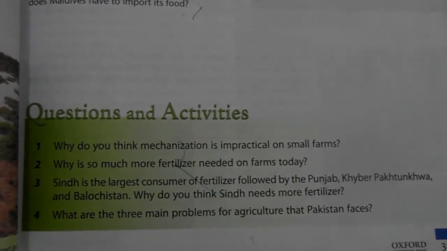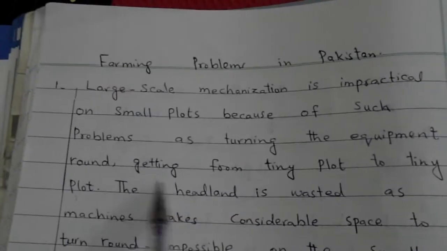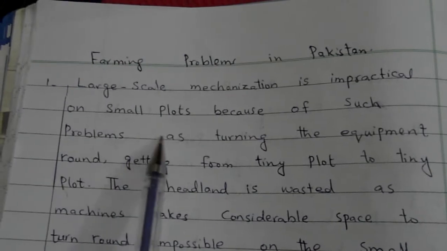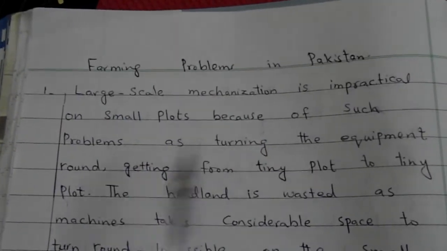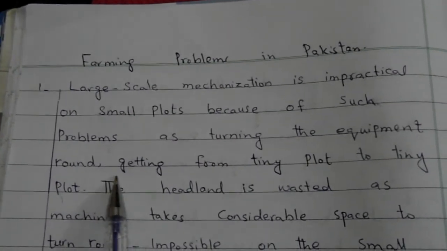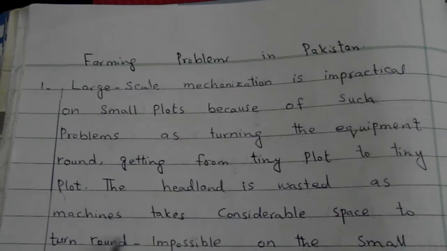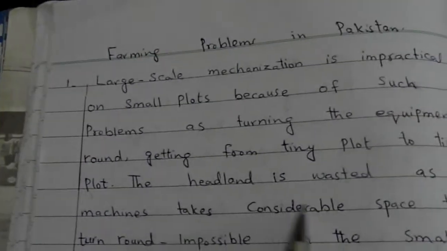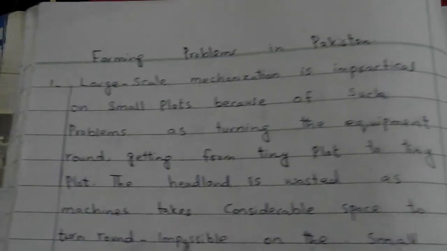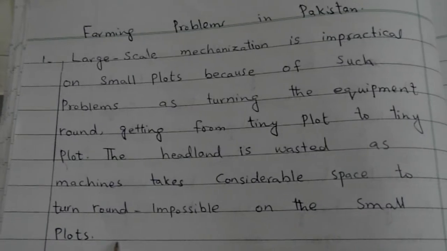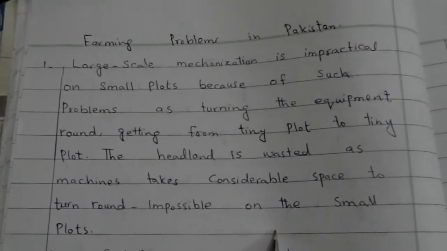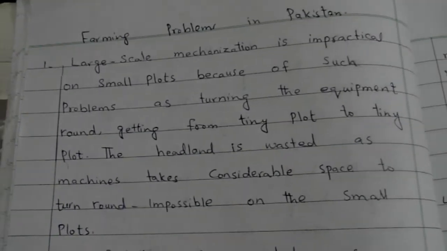And the answer of question number 1 is, large-scale mechanization is impractical on small plots because of such problems as turning the equipment round, getting from tiny plot to tiny plot. The headland is wasted as machines take considerable space to turn round, impossible on the small plots. This is the answer of question number 1.